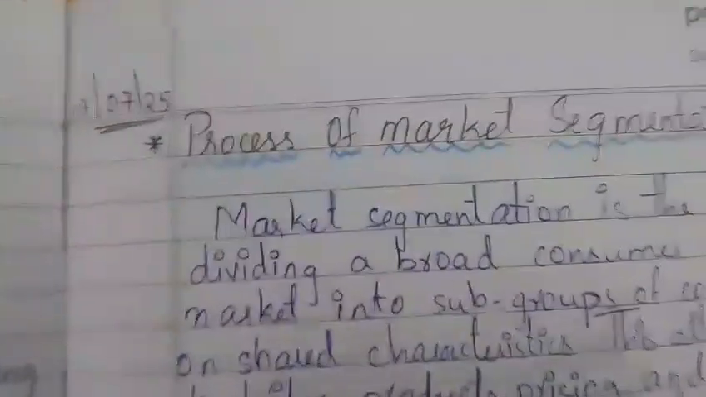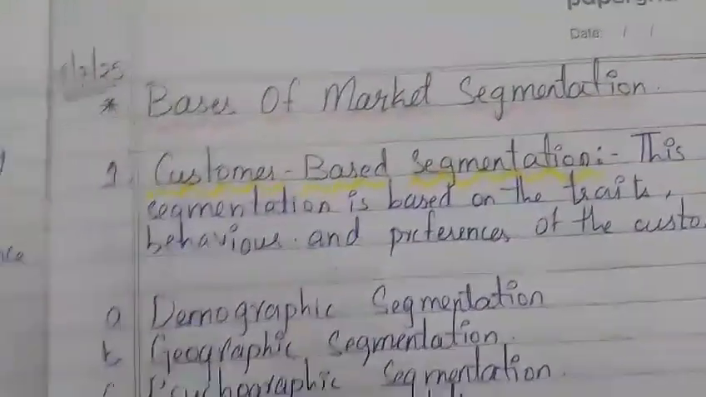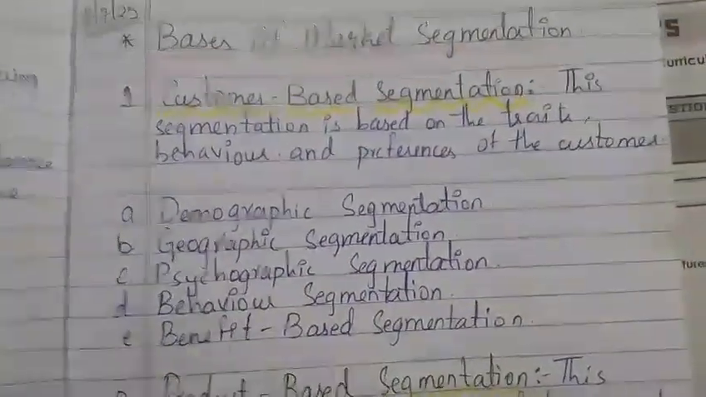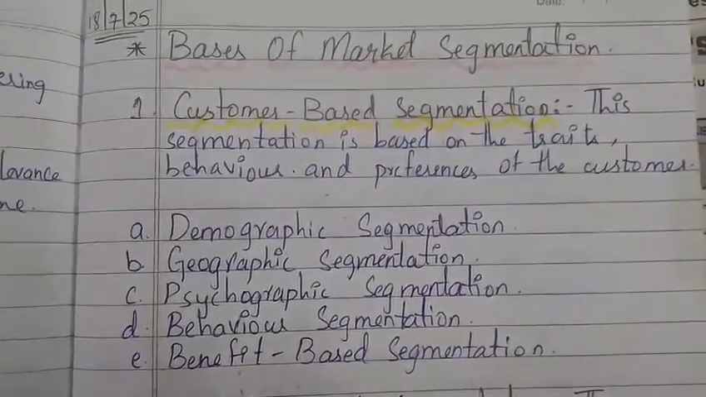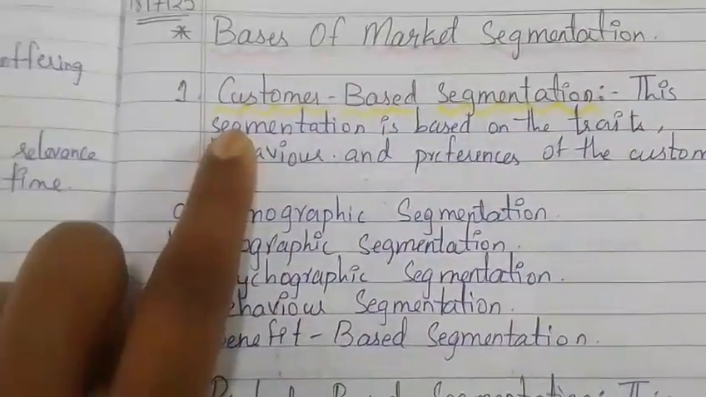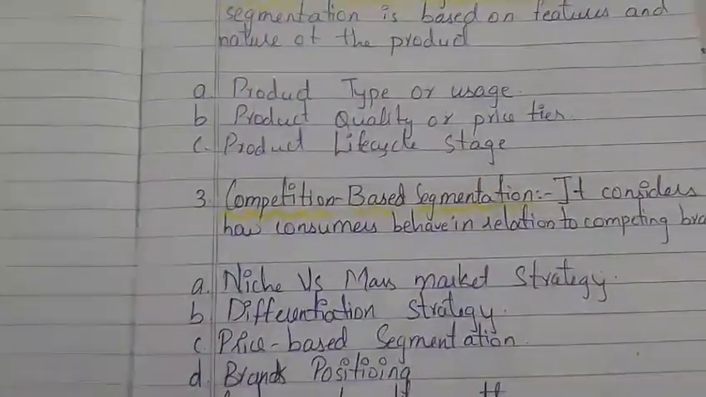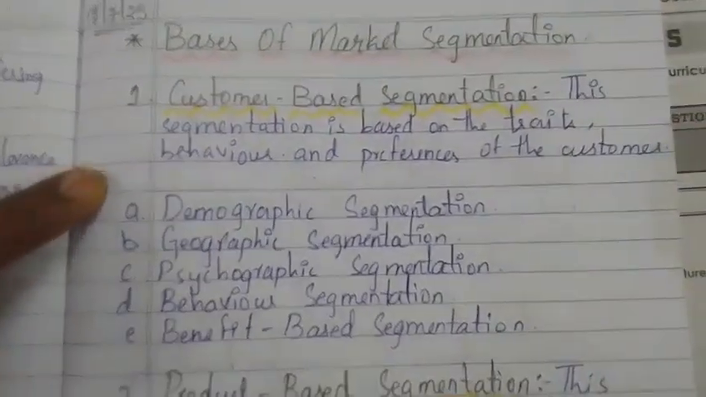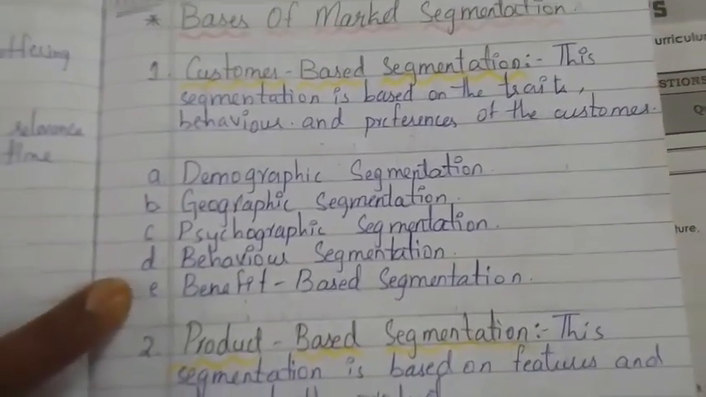Now, basis of market segmentation. First is the process of market segmentation; now, on what basis will you start segmenting the market? If you put this in the form of a flowchart, you will just write basis of market segmentation. The first headings would be customer based, product based, competition based. Under each point you will have to mention these points: demographic, geographic, psychographic, behavior, benefit based.